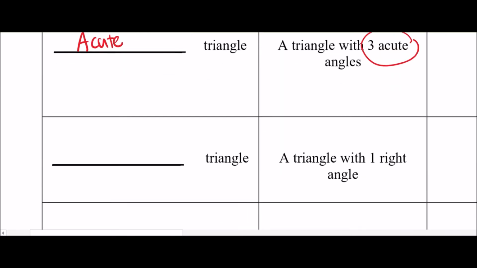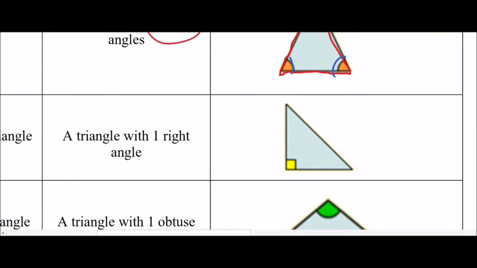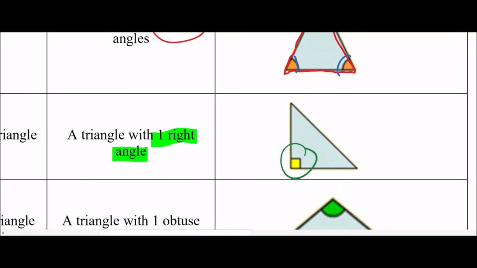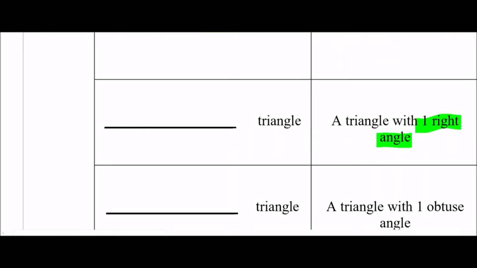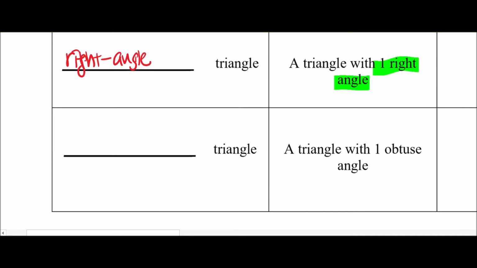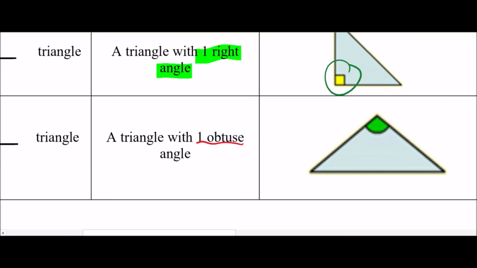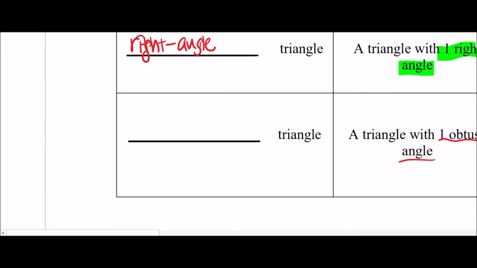Okay, let's move on. Next one, a triangle with one very special right angle. Here we have it over here. We have 1 right angle. So what do we call this? Well, of course, I think most of you know. We call it the right angle triangles. Any triangle with 1 right angle is a right angle triangle. Next one, a triangle with one obtuse angle that we have over here, and you can guess it very quickly, is called an obtuse triangle.